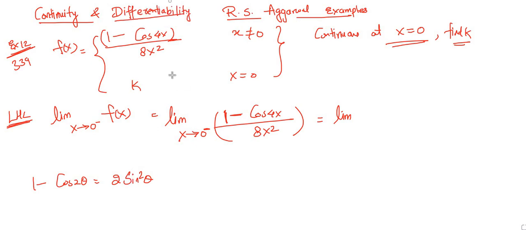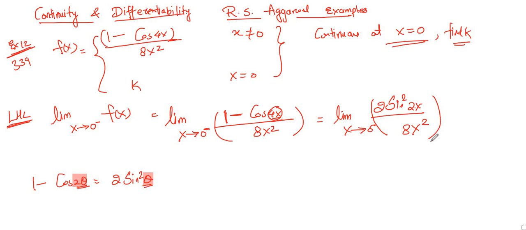Guys, this formula can exist in multiple forms. If this is cos 2 theta, it becomes theta. If it is cos 4x, so what it will become? It will become twice of sine square 2x. We take half of this angle. So half of 4x is 2x, divided by 8x square. Let's simplify it. This 2 can cancel and it will become 4.